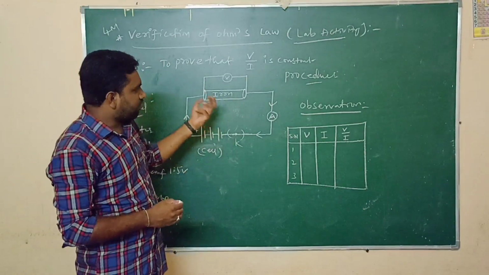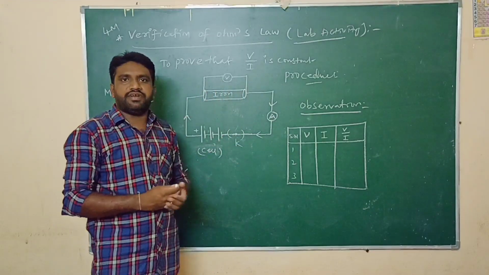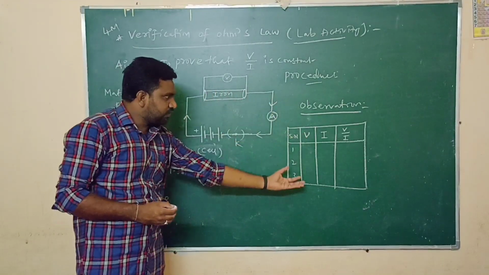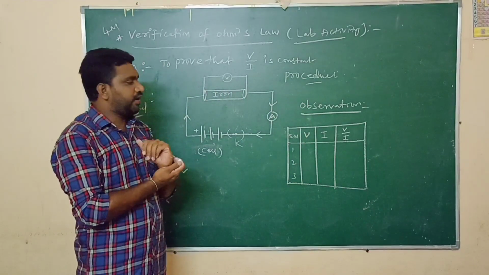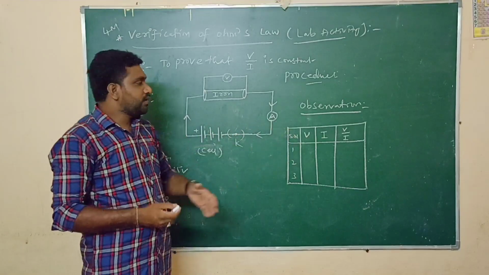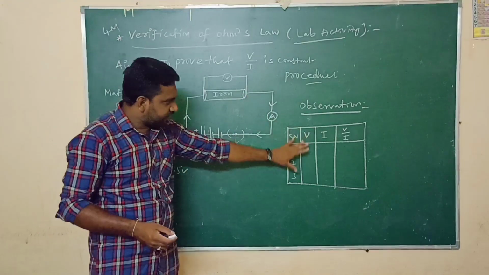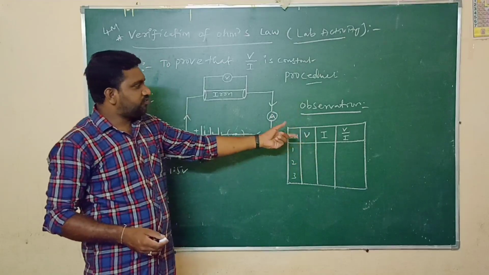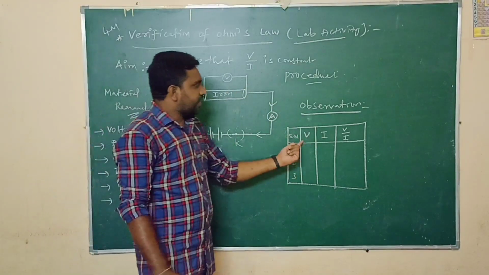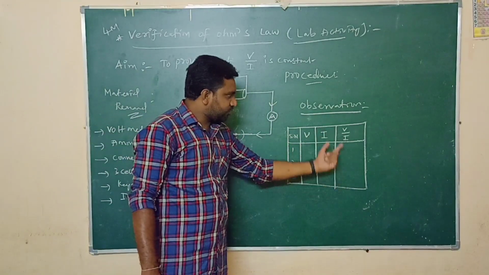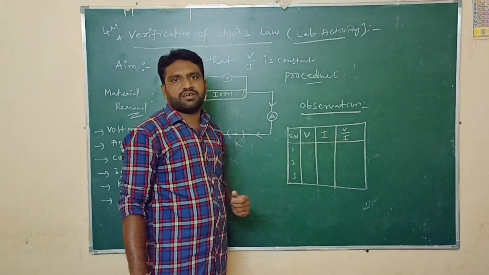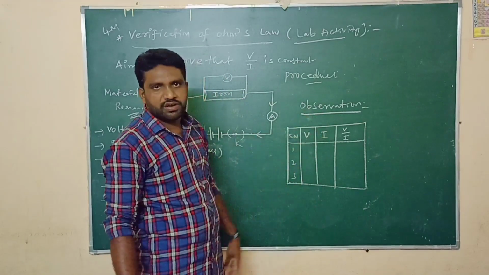Why? Because here we are not going to do the activity. So we just need to leave the table in observation and note down the readings from the observation. If you observe the table, it is concluded that the ratio between potential difference and current remains constant. So the ratio is constant.